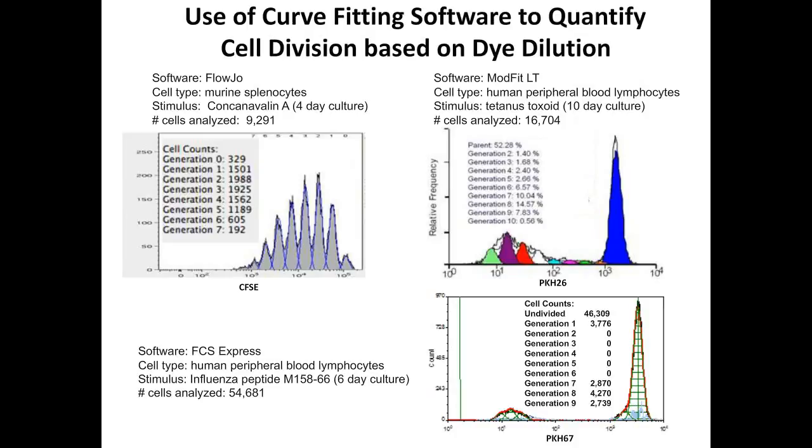A more elegant way of analyzing this data is to use curve fitting software, and these are available from a variety of vendors. I've got here FlowJo, ModFit, and FCS Express, and basically the different plots that you would get from them. But the idea is that you can fit the different peaks that you see in the proliferating cells, and you come up with a number of events or number of cells in each of the generations. So looking at the FlowJo in the upper left, at generation 0 we have 329 cells, at generation 1, 1,501 cells, etc. And we can do that with all the software.